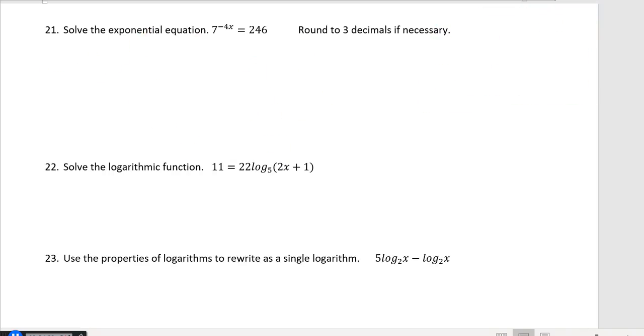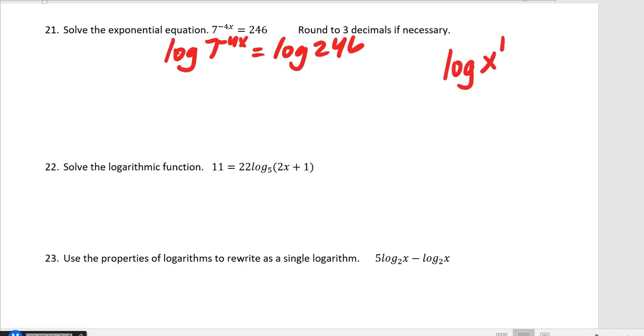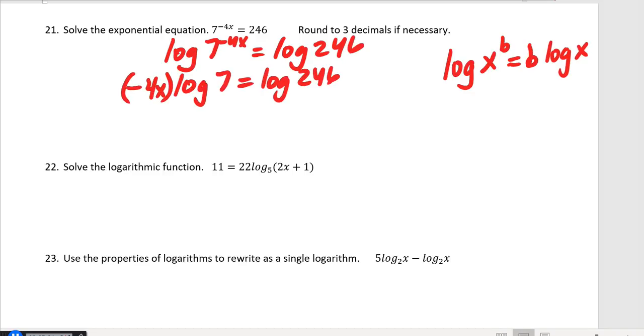The second method is just that you take the log of both sides. So you notice I just added the word log in front of both sides, the left side and the right side of the equation. Now, if you use this method, you have to know the log property for the power. It says that if you have a log with an exponent, you could rewrite it by putting the exponent in the front of the log. So since we know that property, we're just going to move the negative 4x to the front. And now we're going to solve for x. So I'm going to divide both sides by negative 4 times log of 7.